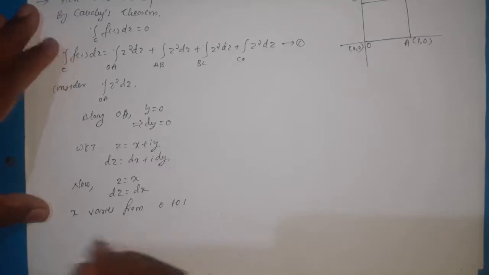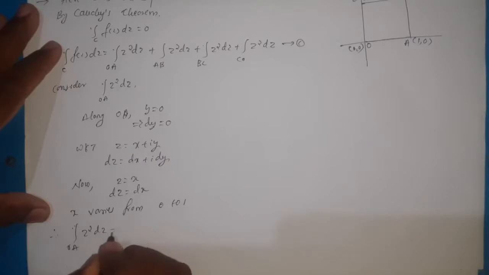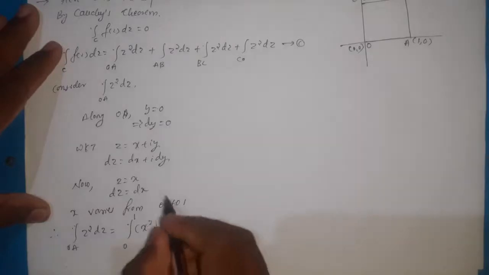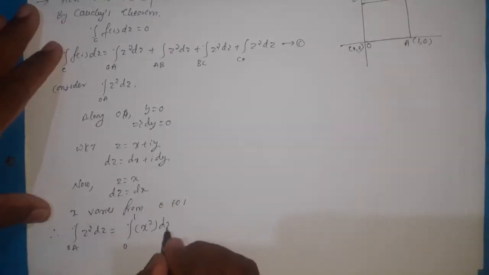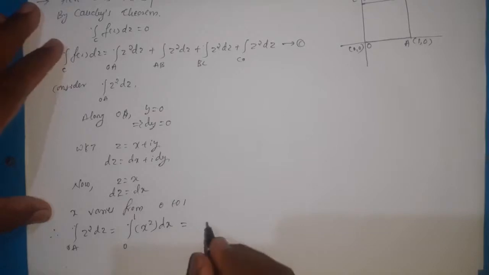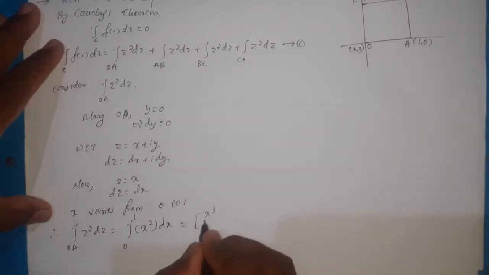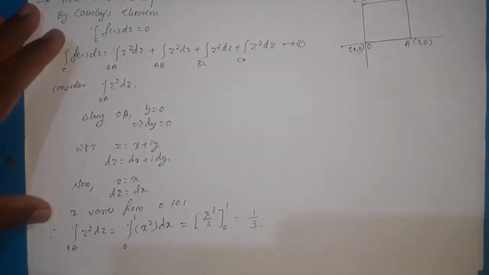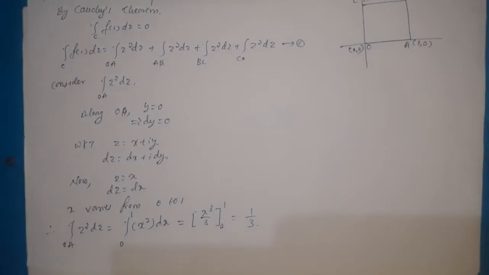So therefore these two expressions become z equal to x and dz equal to dx, and also x varies from 0 to 1. So therefore integration over OA z square dz is equal to integration from 0 to 1. We know that z equal to x, so therefore it is x square, then dz equal to dx. So now it is equal to x cube divided by 3 from 0 to 1, which is equal to 1 by 3. So it is the value of the first integral, that is integration over OA of z square dz.